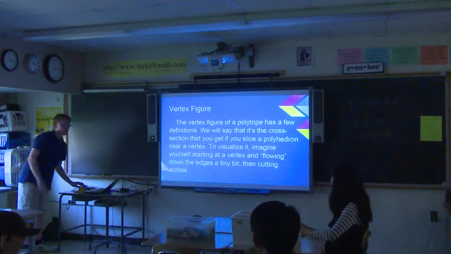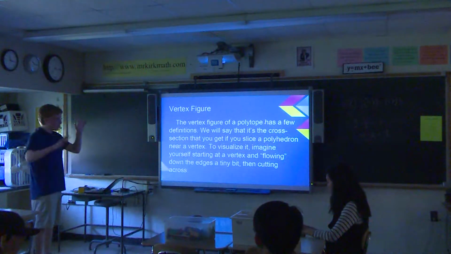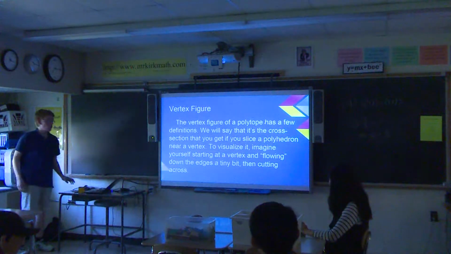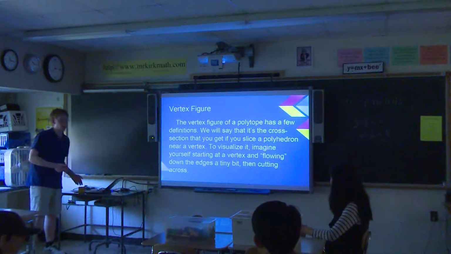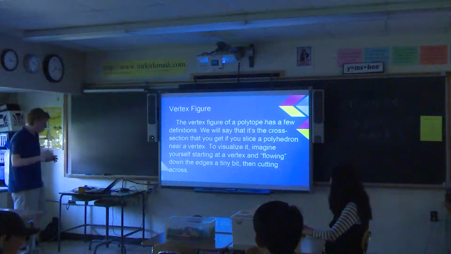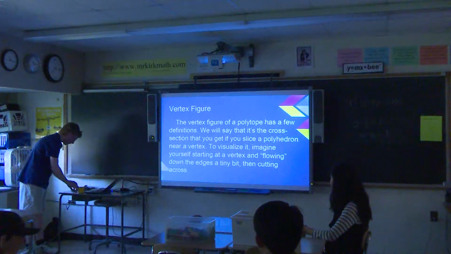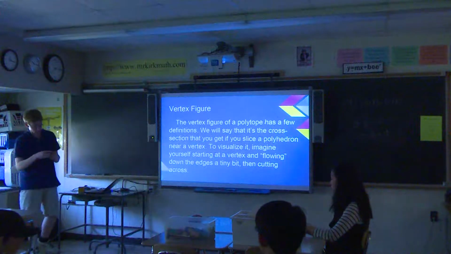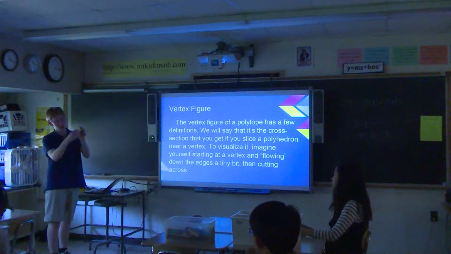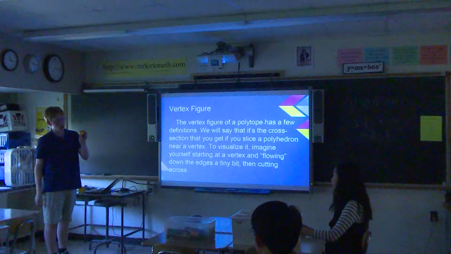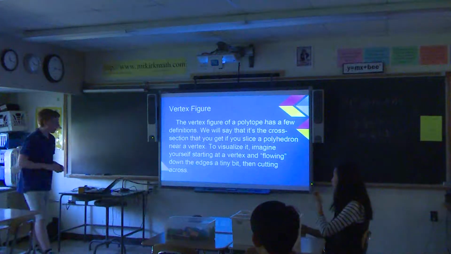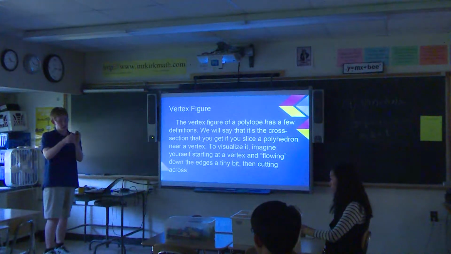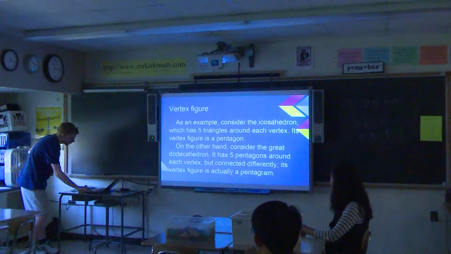The vertex figure, there are a few definitions that mathy people use. We're going to say that the one we use is the cross-section you get if you slice the polyhedron very close to a vertex. To visualize that, imagine yourself at one of the vertices. Quickly, here's a vertex of the tetrahedron. Imagine yourself at one of the vertices, flowing down the edges a little bit and then cutting across. In this case, if you do it for a tetrahedron, you're going to end up with a triangle.